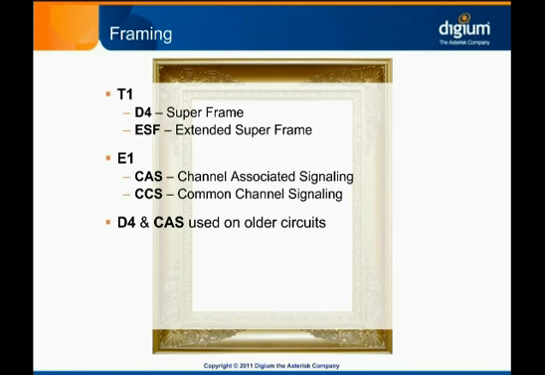Usually D4 for T1 and CAS for E1 are used for older circuits, and ESF or CCS are used on more modern circuits. If your T1 or E1 is being provisioned by a telco, they will give you the provisioning details necessary to establish the connection.